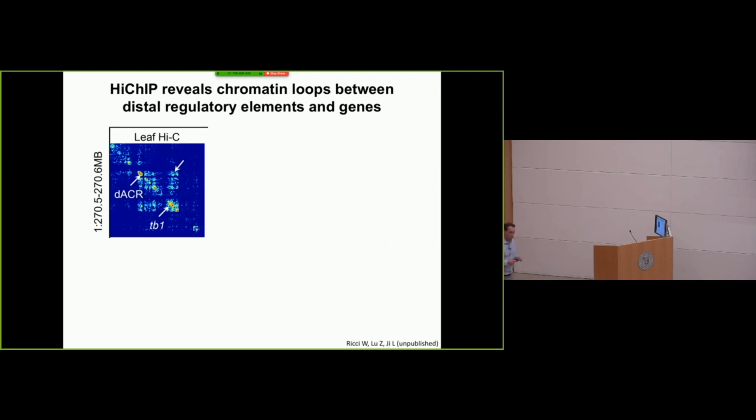So this is what our Hi-C data looked like at the time. Again, this is a contact probability map. What you're looking at is this blue, this background color. And here's the TB1 gene where this arrow is located. And then what you see here is that distal accessible region that's 70 kb away.